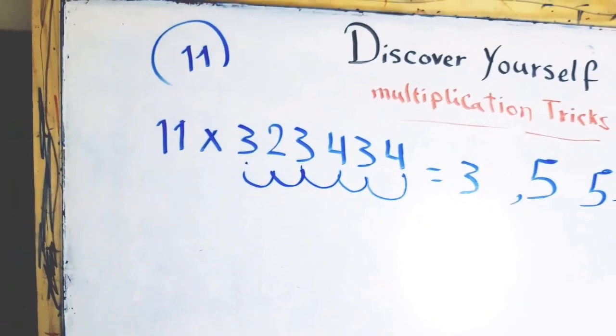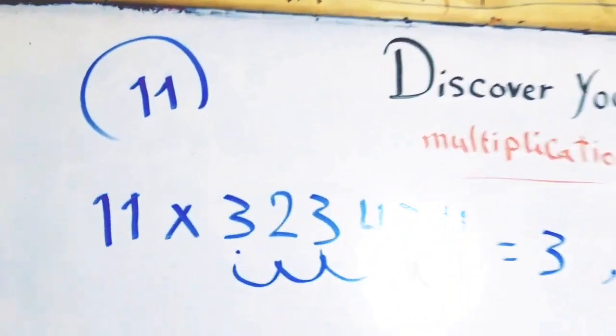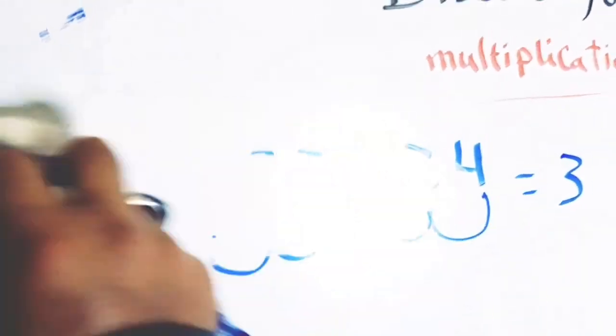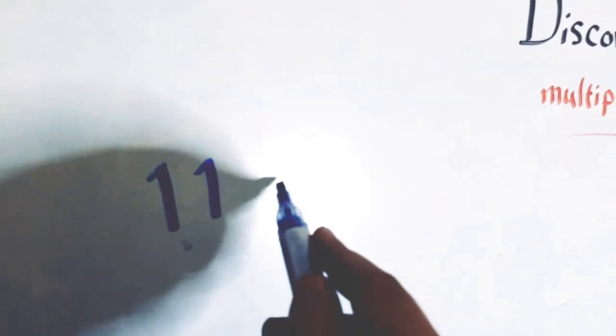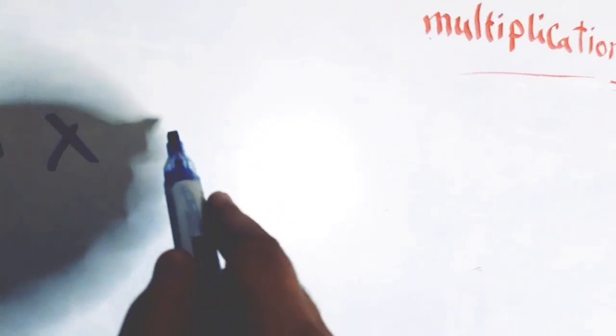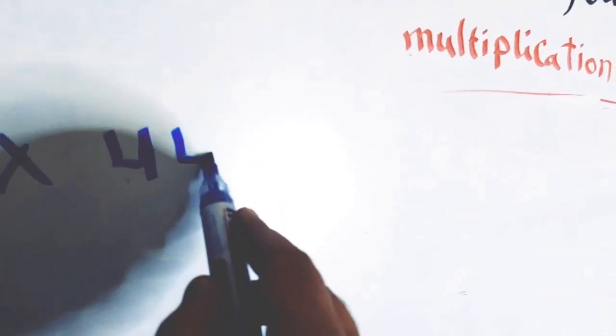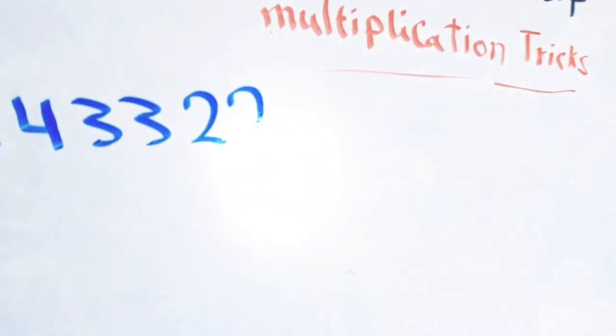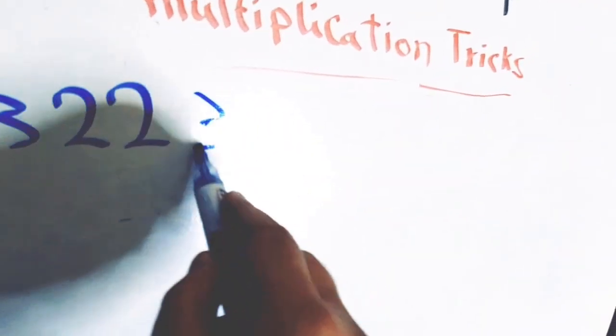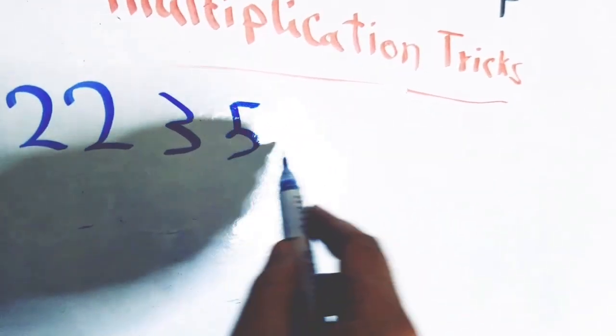We wanna present a new trick for multiplying any number by 11. 11 times 4, 4, 3, 3, 2, 2, 3, 5.